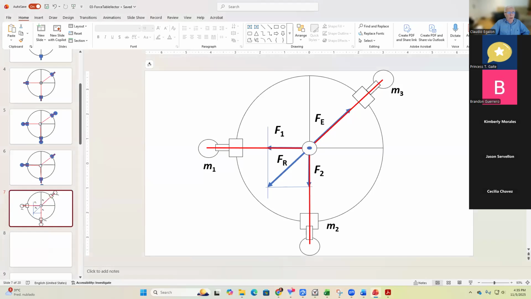Just go here, right? m2 divided by m1 is going to be this angle here, which, by the way, is going to be this angle here as well. That's what I'm calling theta 3. Okay?